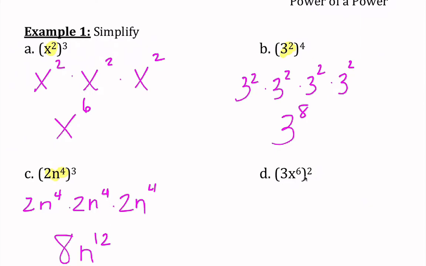My exponent of 2 is touching parentheses, so everything on the inside is my base. So I want 2 of these guys. So I'm going to start with my regular numbers. We treat them like normal. So I have 3 times 3, which is 9. And then I'm going to look at my x's. I have x to the 6th power times x to the 6th power. That's going to give me x to the 12th power. 6 plus 6 is 12.